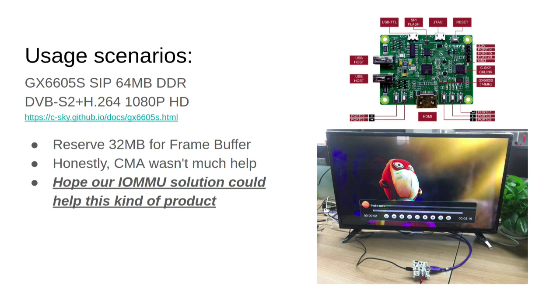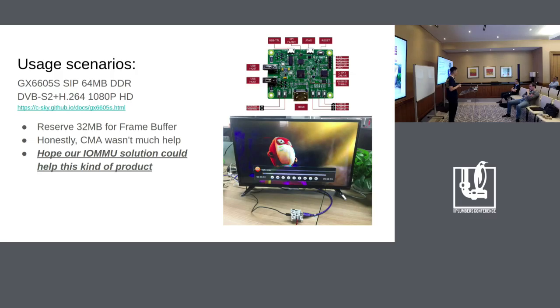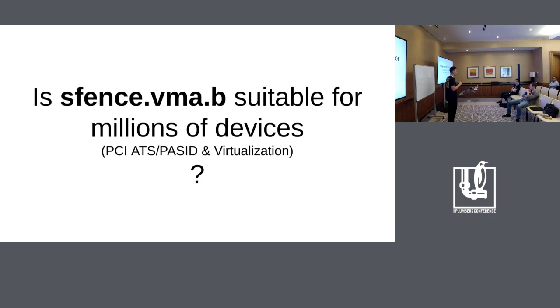And this one may cost only $2. A cheap chip could run Linux with the HD decoder, and this kind of MMU is not only for $2 chips, but also for chips costing hundreds of dollars, without virtualization. That's what our IOMMU could provide. And then, if we have time, we can talk about whether this style is suitable for millions of devices.